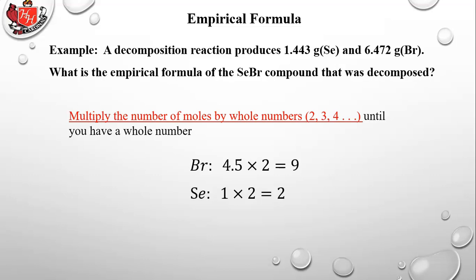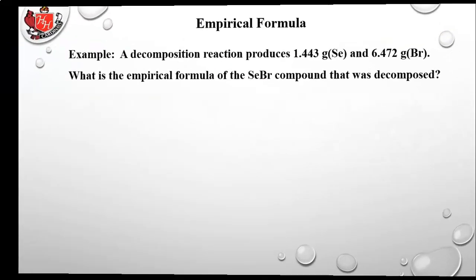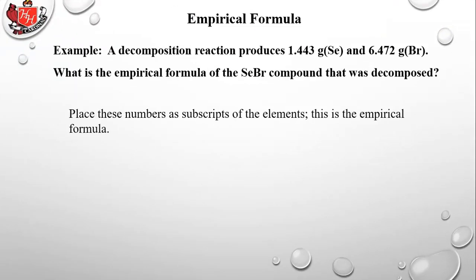And so you get a 2. So now you have 2 whole numbers, and those become the subscripts for each of those elements. So place these numbers as subscripts of the elements. This is the empirical formula. So it's Se2Br9.